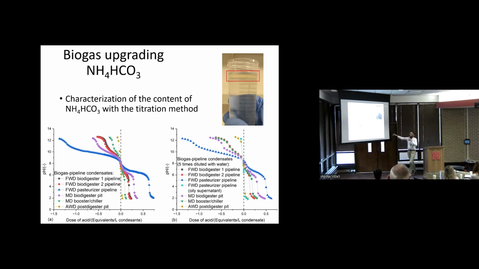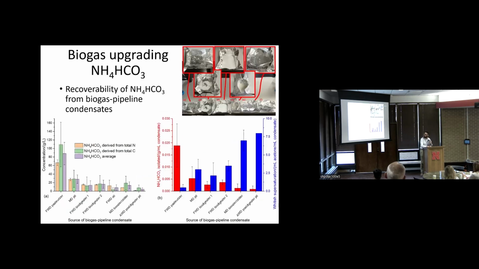And by the way, I did the dilution of the samples of condensate because I got an oily phase in the sample. In the sample of the pasteurizer, I got an oily phase, and I did the titration in case these were the volatile fatty acids. Okay, so the titration has minimum buffer capacity.